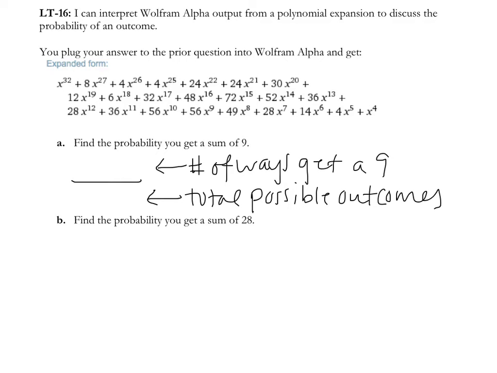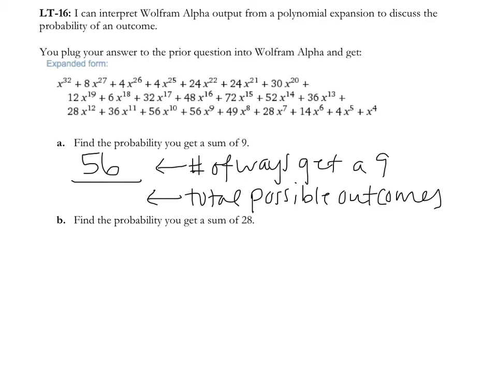So to find this probability, we need to think about what the number of ways we get a 9 is, and divide that by the total number of possible outcomes, like you could get a 25 or you could get a 22, so the total number of possible outcomes from this experiment. To figure out the number of ways we get a 9, we can look at the coefficient of the x to the 9th term. So there are 56 different ways of getting a sum of 9 from having spun that spinner 4 times.